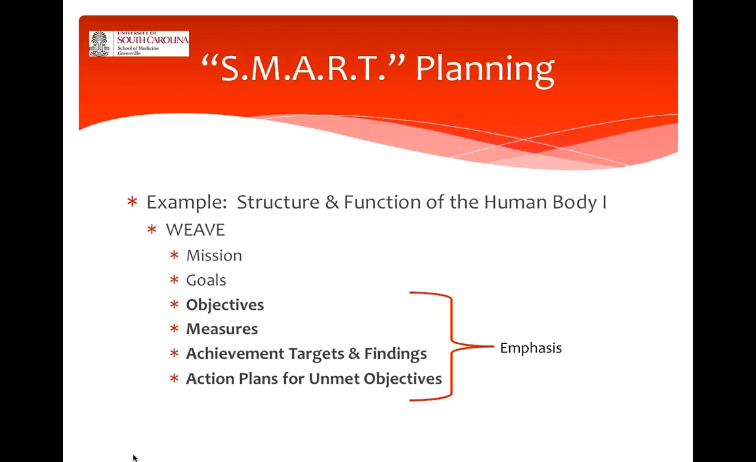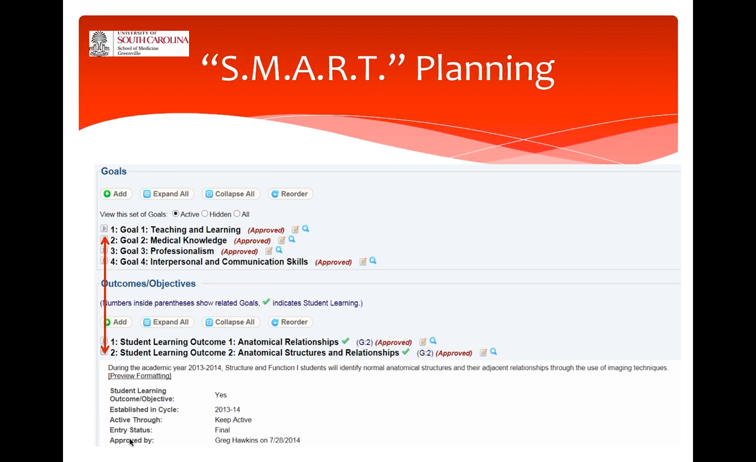And so you see here we've got Structure and Function of the Human Body. That's one of our first-year medical student courses. It's the first part of our anatomy course. What we've done here is use this course as an example, and we use the entity system in Weave for our courses. So each course has these six components listed out underneath it.